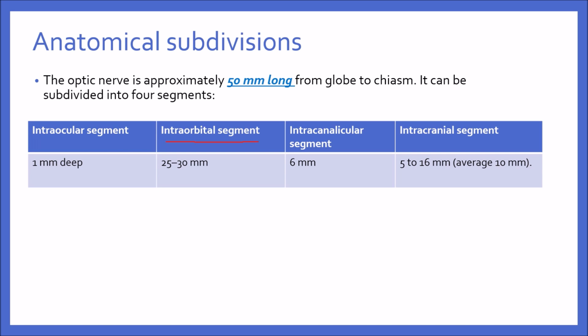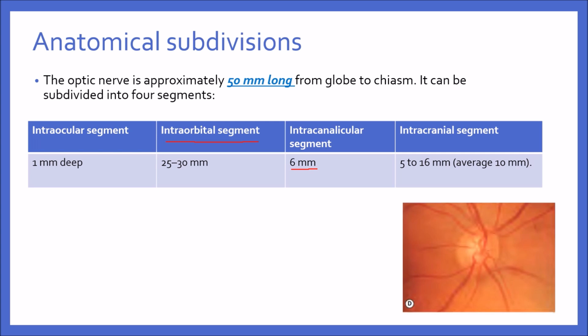Then is the intracanalicular segment, which traverses the optic canal and measures about 6 millimeters. Unlike the intraorbital portion, it is fixed to the canal since the dura mater fuses with the periosteum. Then, in the end, is the intracranial segment, which joins the chiasm and varies in length from 5 to 16 millimeters and averages about 10 millimeters. Long intracranial segments are particularly vulnerable to damage by adjacent lesions such as pituitary adenoma and aneurysms.